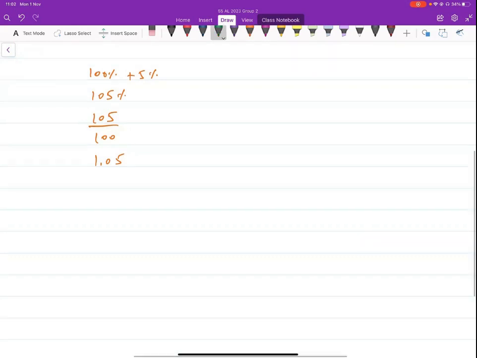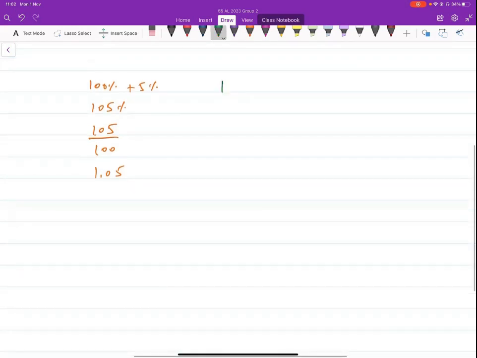Let's take a couple of other examples. We want to increase something by 15%. What do you multiply by in that case? What will you do to increase something by 15%?